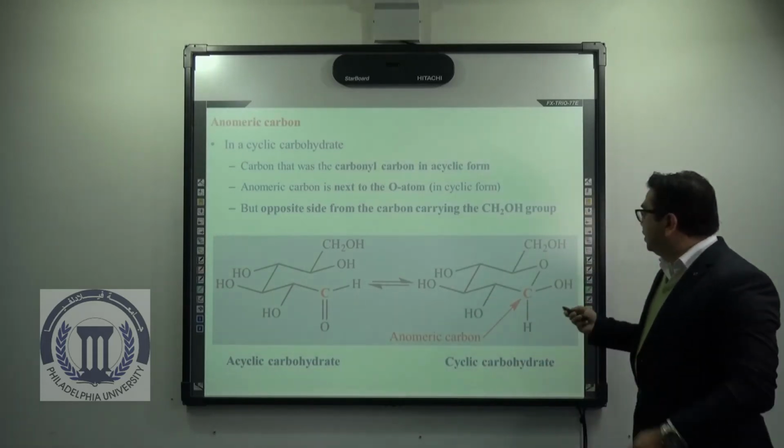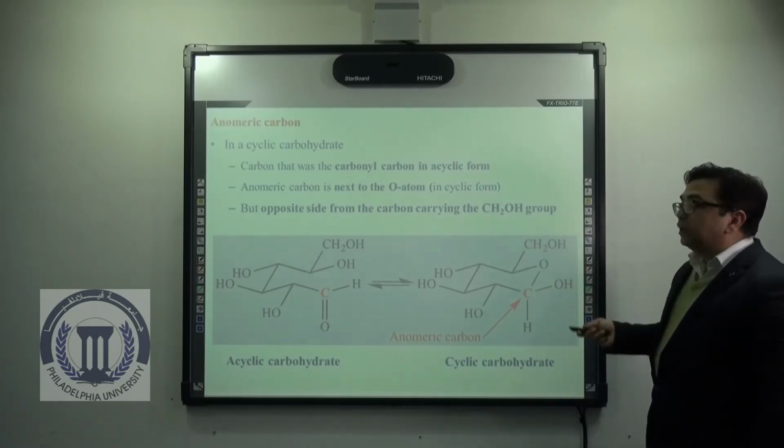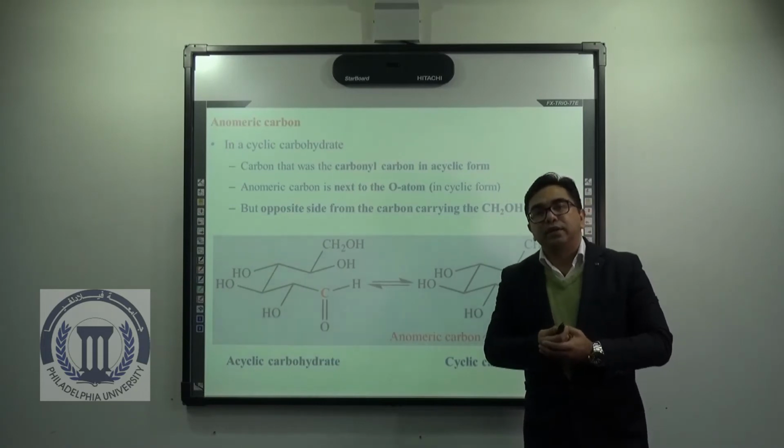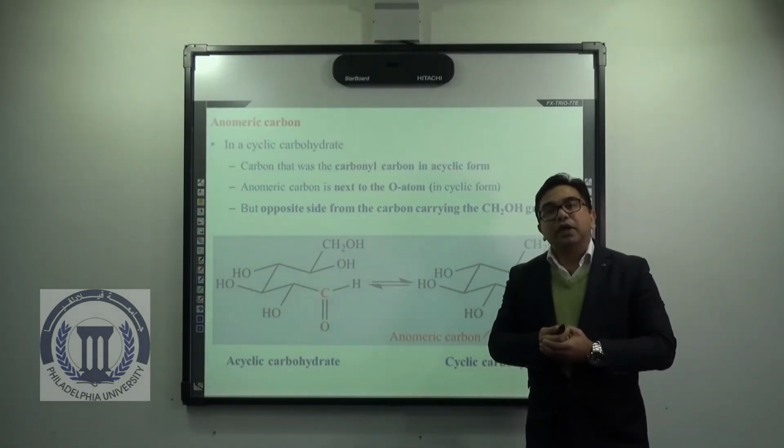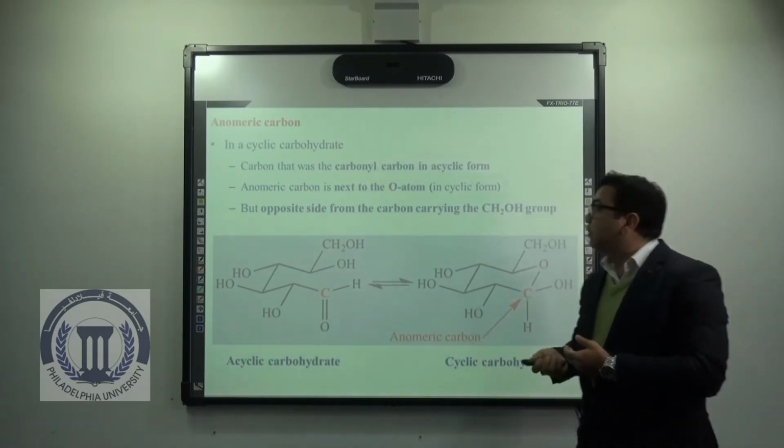So you can see, based on the position of the group attached to the anomeric carbon and CH2OH group, we can further classify carbohydrate into two types, that is either beta anomer or alpha anomer. We will see what are they in the next slide.